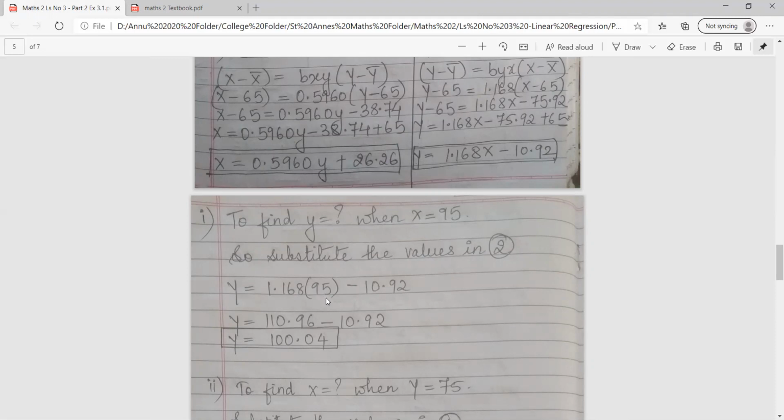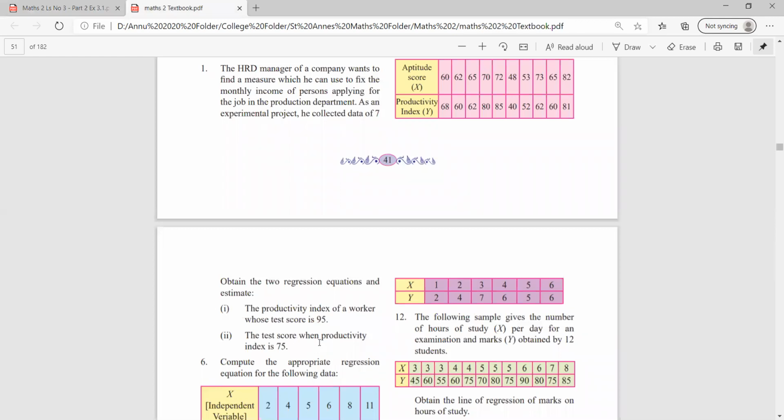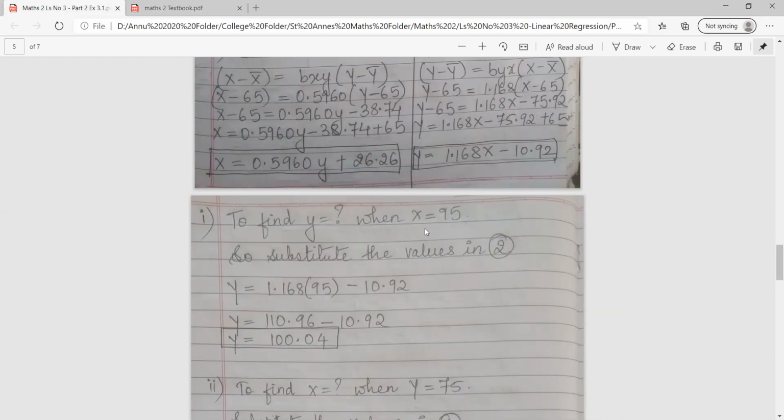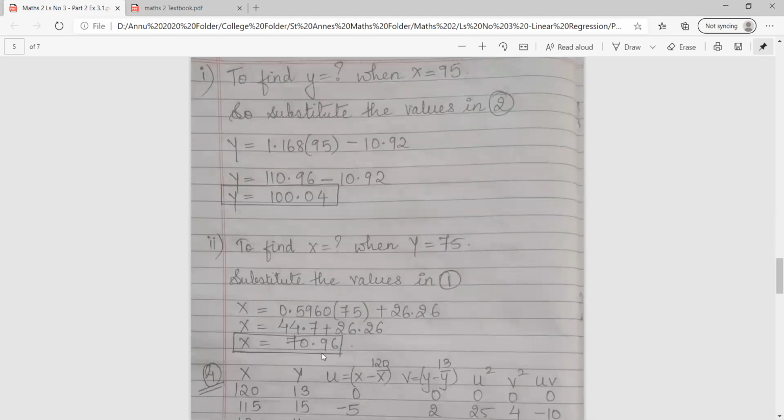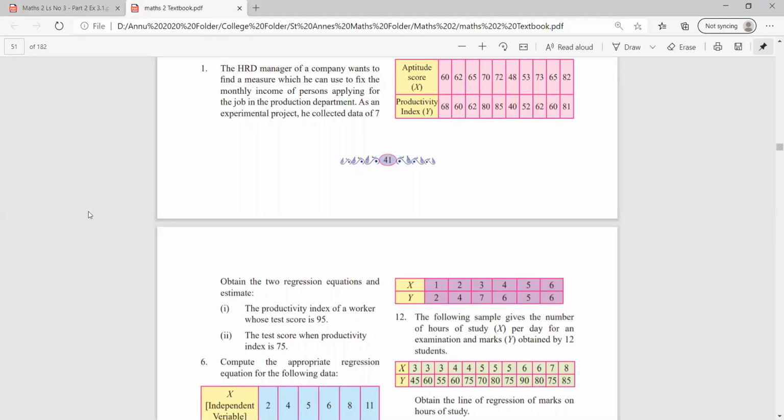So I'll substitute the values in the second equation. As you can see, in place of x, I've written 95 and I've found out the value like this. In the similar manner, the test score you have to find out, that is x, when productivity index is 75. That is y is given to be 75. So you have to find out x when y is 75. So you will consider the first equation. You'll substitute the values in 1, and as you can see, in place of y, I've written 75, and this is the final answer which I've got. So are you all clear, class? We have finished two sums, that is sum number 7 and sum number 5.